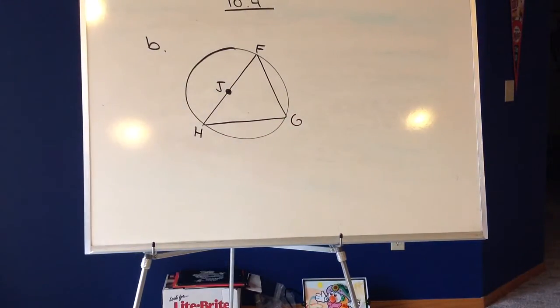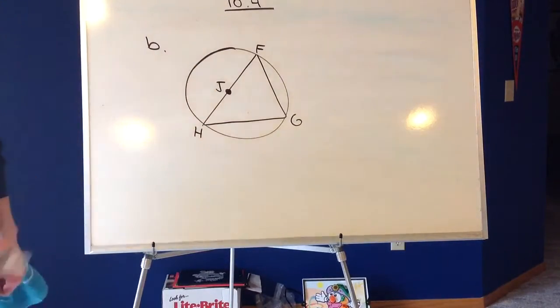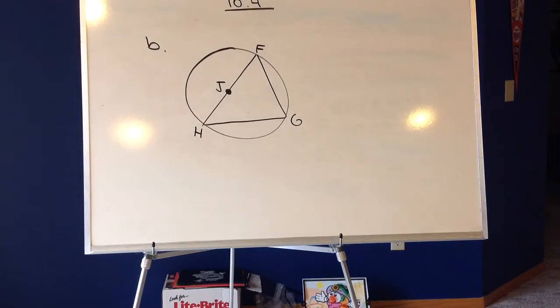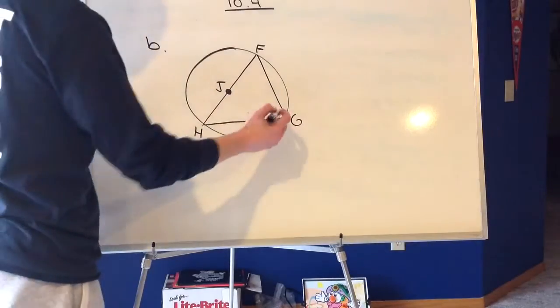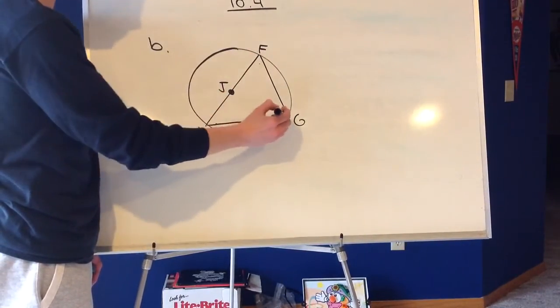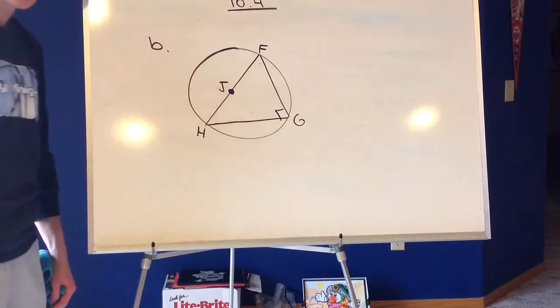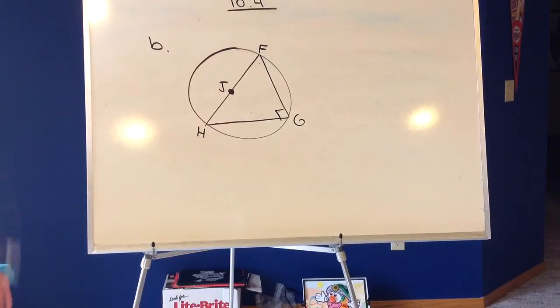Okay, they tell you that angle F is 4x plus 2. They tell you angle H is 9x minus 3. And then you've got this one here. Just like we've done before, we know that in a triangle, the three angles have to equal 180. We know this one's 90 because of the diameter. So we can go ahead and add all three angles to equal 180 degrees.